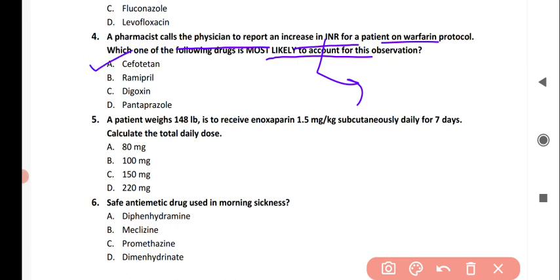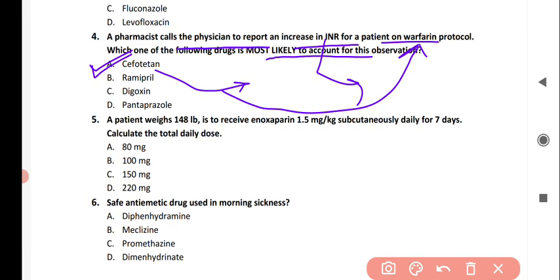So the drug C14, that is option A. What does this C14 do? It interacts with warfarin to increase a patient's INR value more than commonly administered antibiotics for UTI treatment. So this is the reason that the patient who is on warfarin protocol has increased INR levels. So option A will be correct for this question.